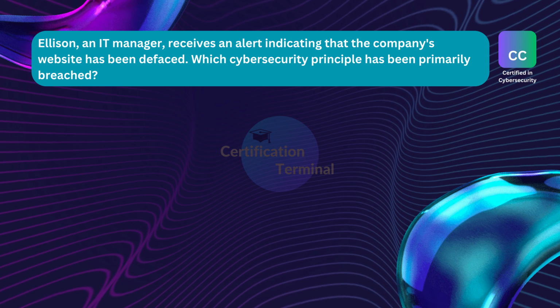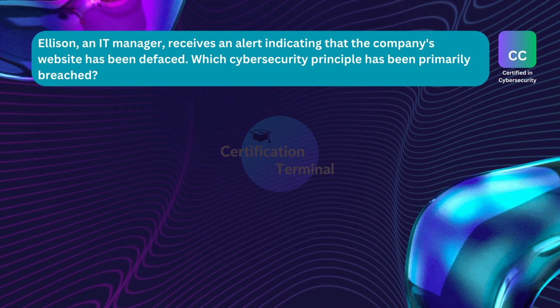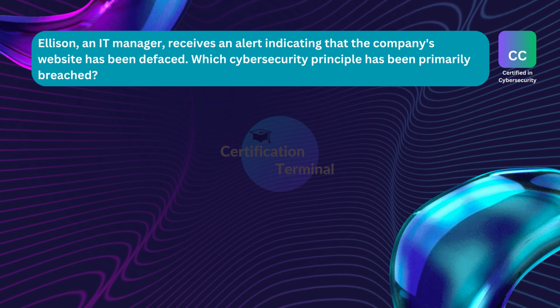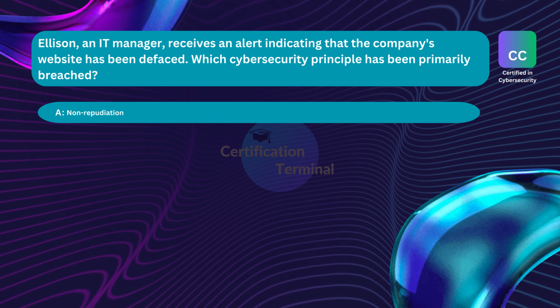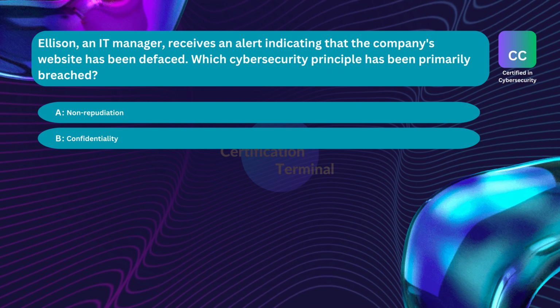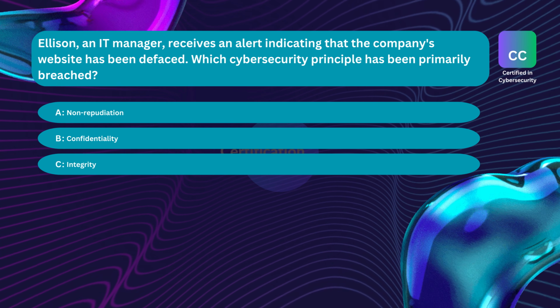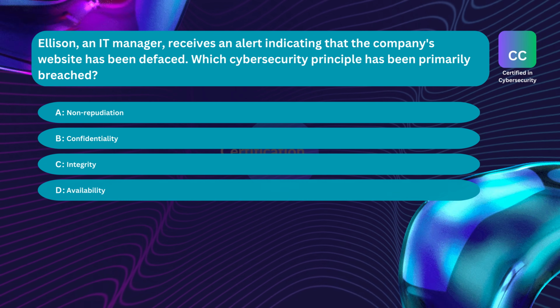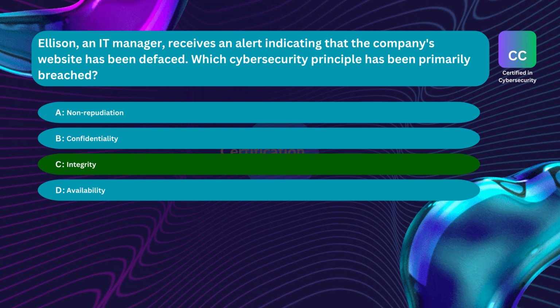Question number 8. Ellison, an IT manager, receives an alert indicating that the company's website has been defaced. Which cybersecurity principle has been primarily breached? Option A, non-repudiation. Option B, confidentiality. Option C, integrity. Option D, availability.